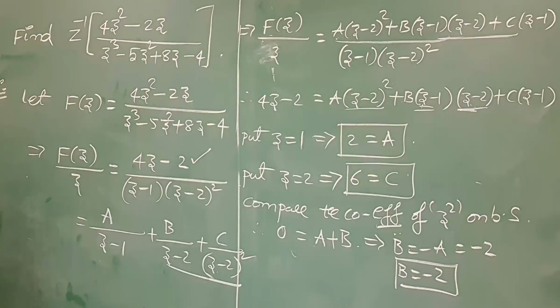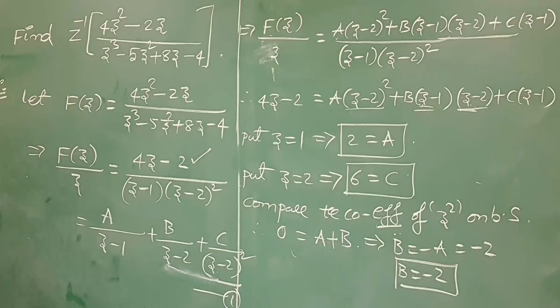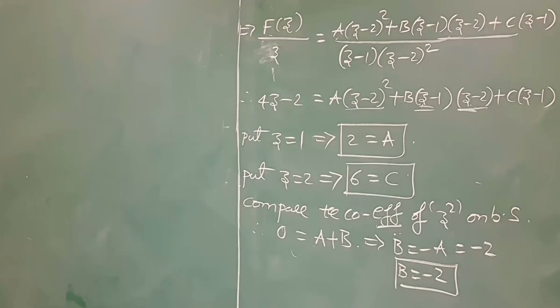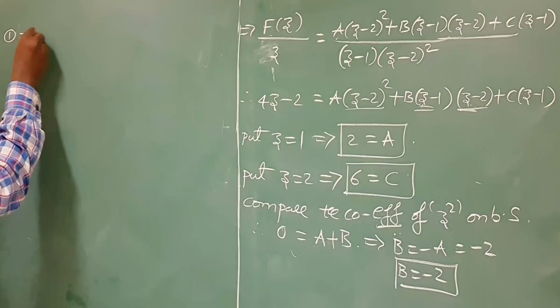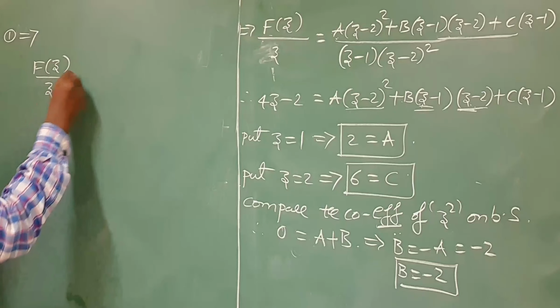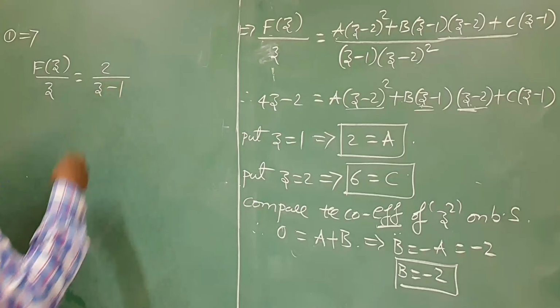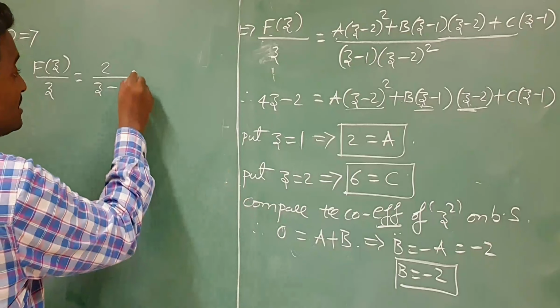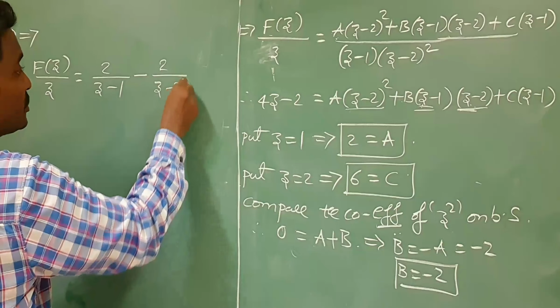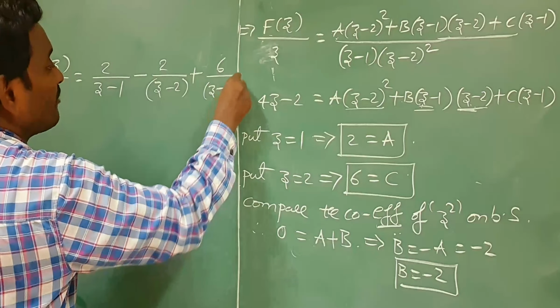Now replace A, B, C values in this equation. You can take this as equation number 1. So substitute A, B, C values in equation number 1. From equation number 1 implies f of z by z is equal to A by z minus 1. Look at equation number 1. A is 2, so 2 by z minus 1, plus B. B is nothing but minus 2, minus 2 by z minus 2, plus C value is 6, C by z minus 2 whole square.